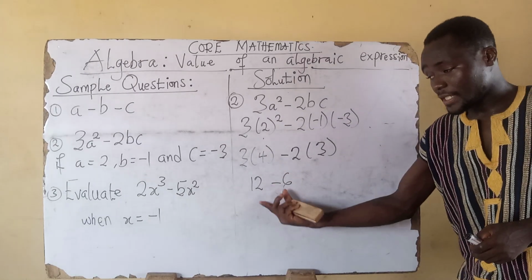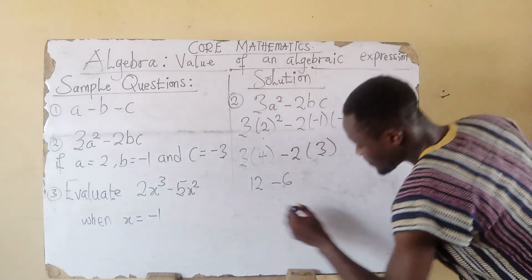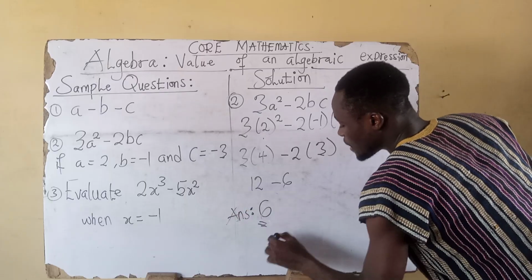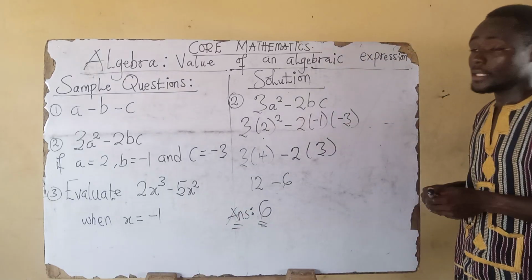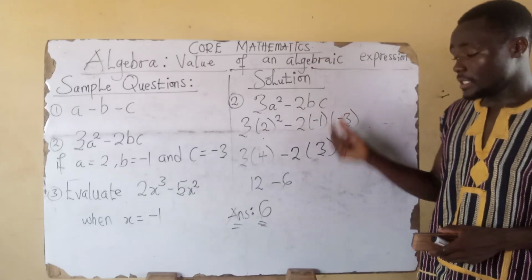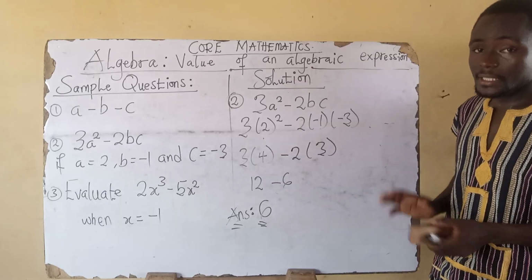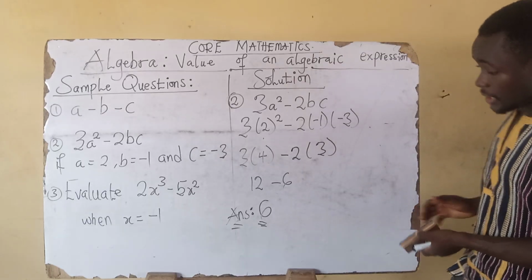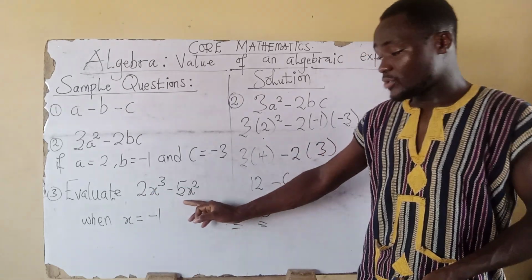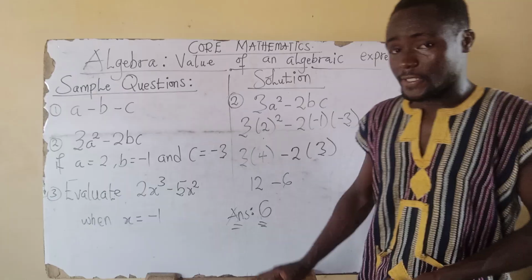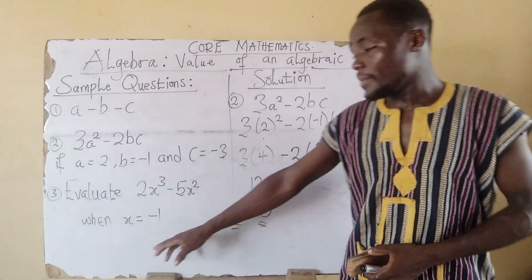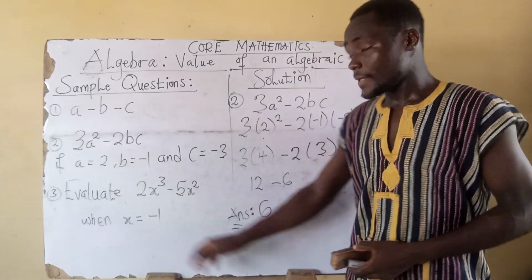Now we are going to solve this. So 12 minus 6 leaves behind positive 6. So this is what we are getting as our final answer. The value for the expression 3a squared minus 2bc gives us positive 6. I believe you are following. Very good. Quickly, let's dive into question number 3. This one also we've been asked to find the value of the expression, which is 2x cubed minus 5x squared, whereby the value of x is negative 1.